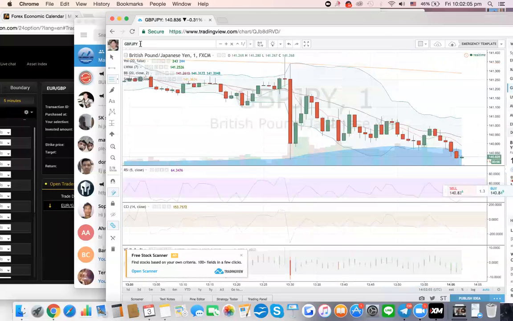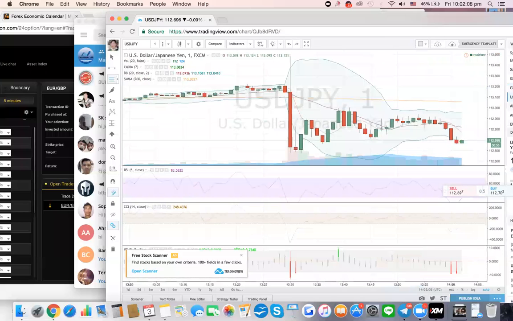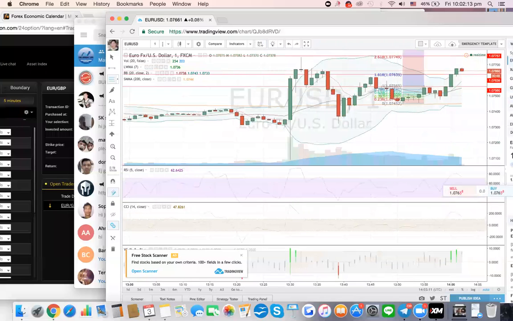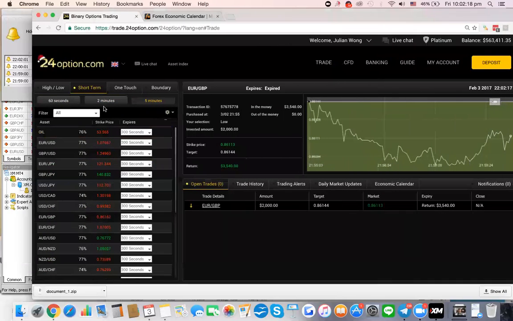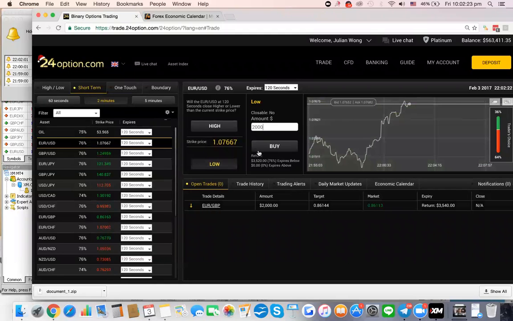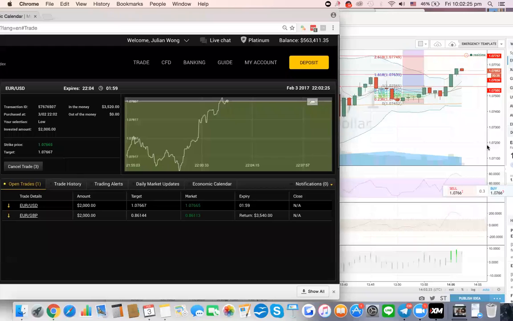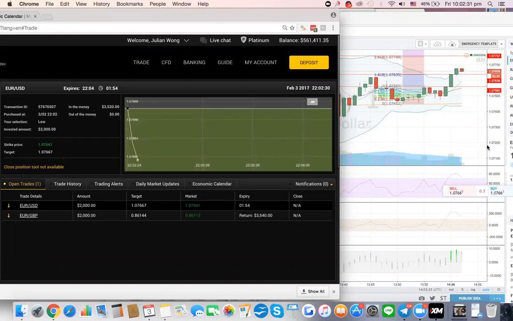GJ, I don't like the angle. If anything, I prefer the Euro USD setup. Let's go 2 minutes put Euro USD. 2 minutes put Euro USD. So again, 2 minutes put Euro USD. First time I see the broker moving faster than the TradingView.